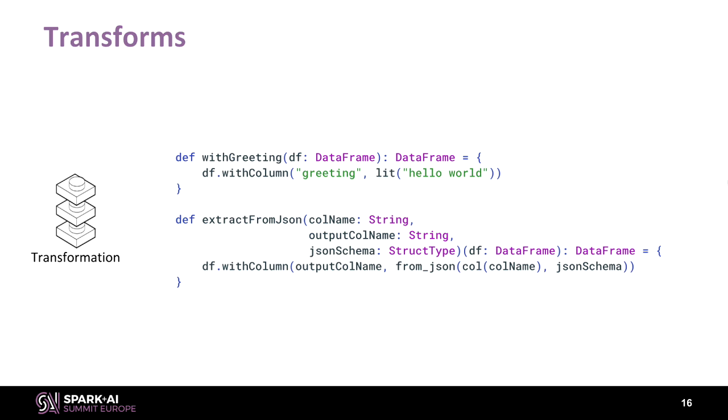And then we have extract from JSON. Extract from JSON, given an input column, an output column, and a schema, extracts from a field that contains a string of JSON, it extracts a schema. Here you could say, well, I can copy-paste this data frame withColumn, output column from JSON, in my logic code. I would say yes, but this function is not dependent on the data frame.